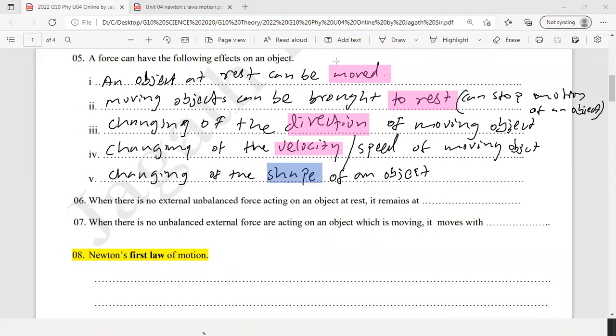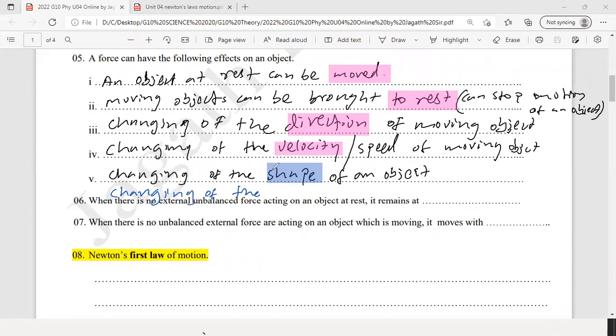Yes. What about if you take a rubber band or a coil or spring, and you pull from both the ends? Whatever it is, the length will change. Changing of the length of an object.